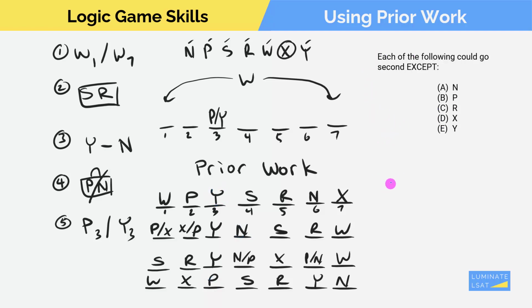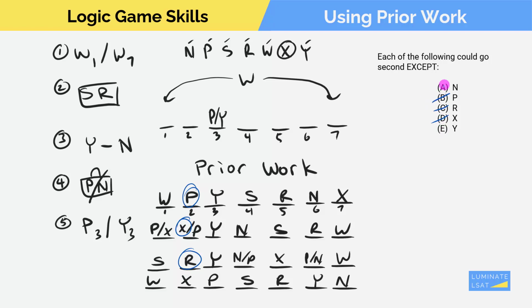Here's our next question. Go ahead and try this one on your own. This is a targeted must be false question. It's asking each of the following could go second except. So the right answer is something that cannot go second. And here in our prior work, we already see P could go second, X, R could go second. So P, X, R could go second. That's going to get rid of these 3 answer choices. We're just down to A versus E.